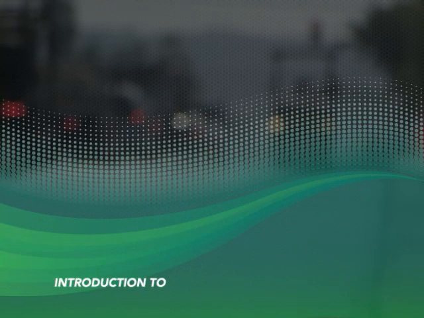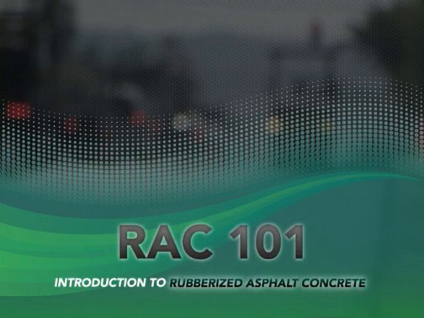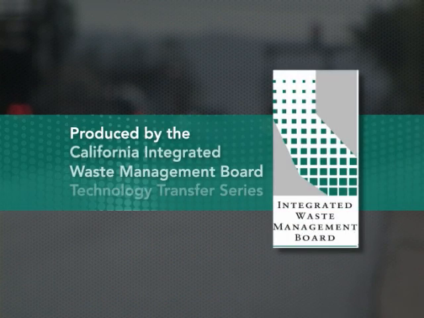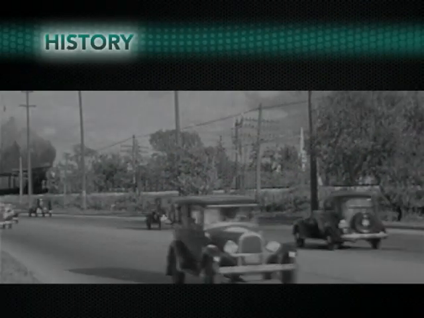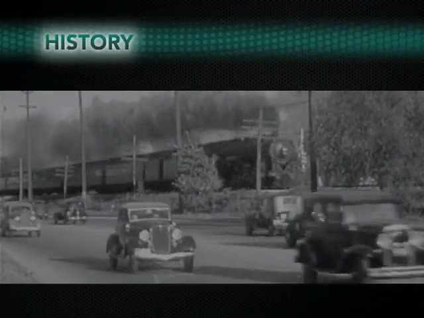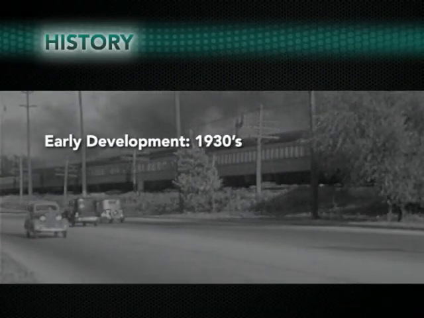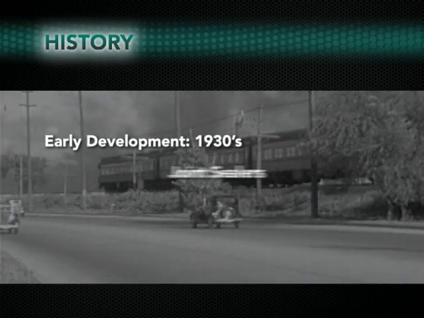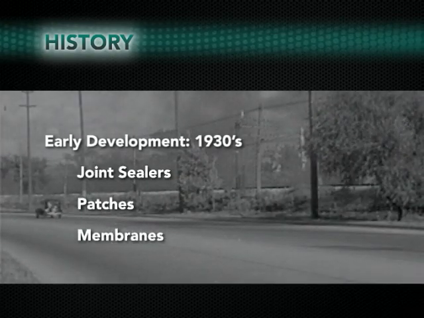The following is an introduction to rubberized asphalt concrete, commonly referred to as RAC. This program has been produced as part of the California Integrated Waste Management Board Technology Transfer Series. Development of asphalt rubber usage began in the 1930s. This included materials used for joint sealers, patches, and membranes.